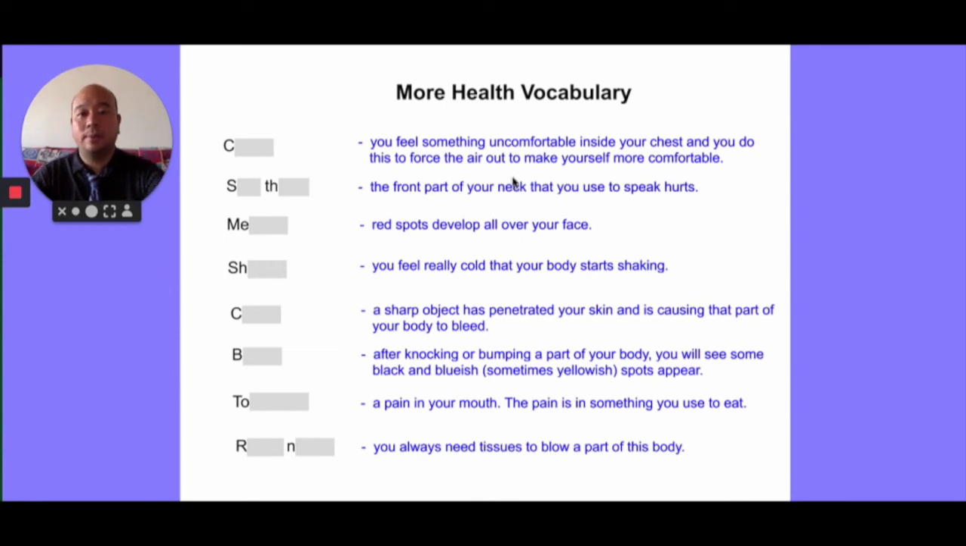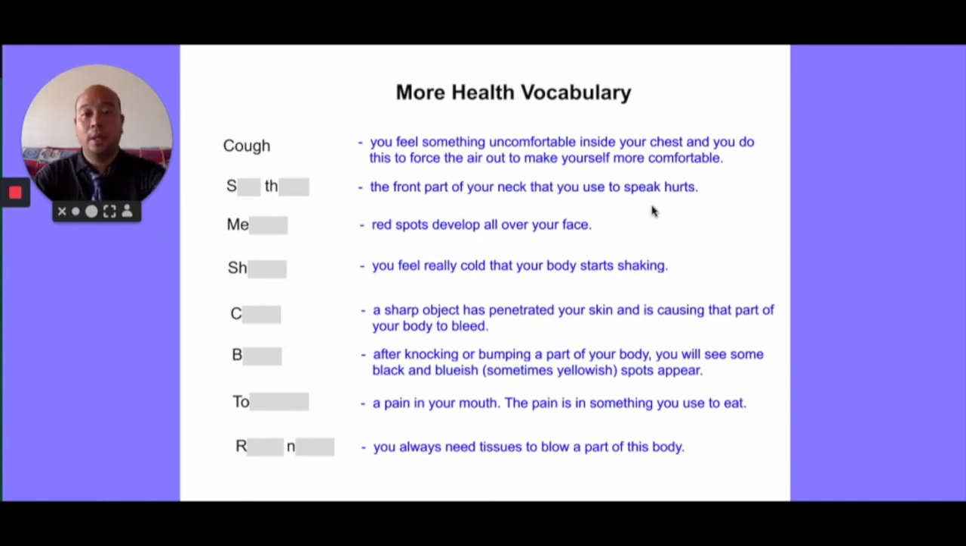So the first one, you feel something uncomfortable inside your chest, and you do this to force the air out to make yourself more comfortable. So in other words, you're doing something like this. So how can we describe this kind of action? We call this a cough. Okay, cough, coughing.